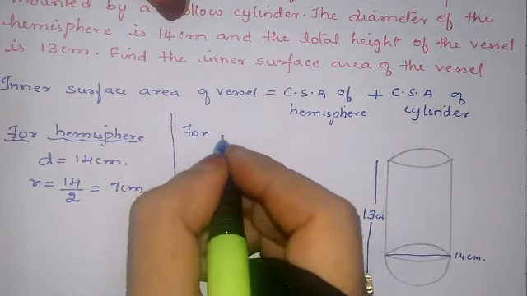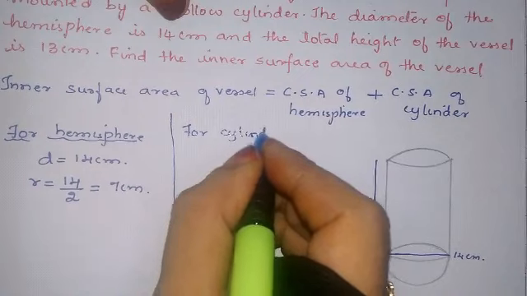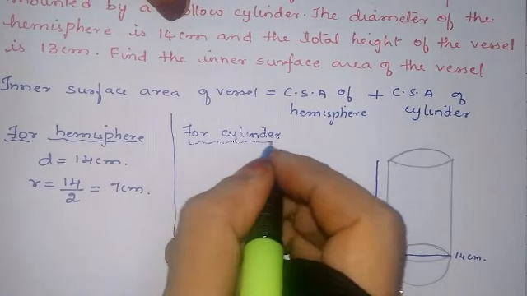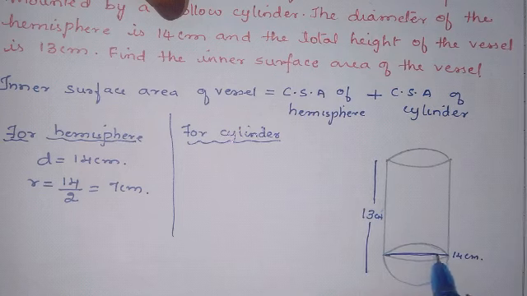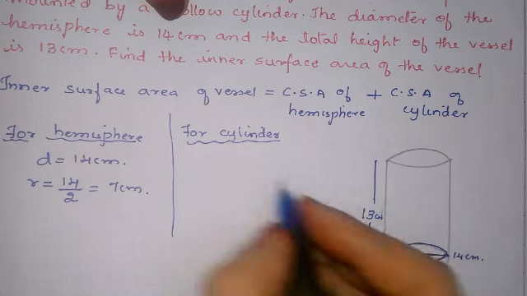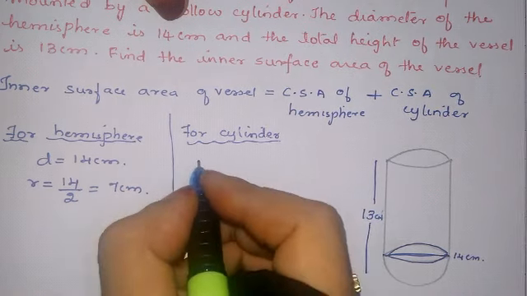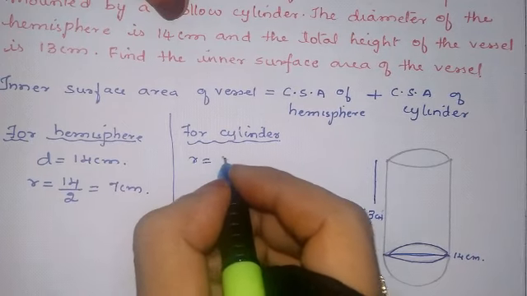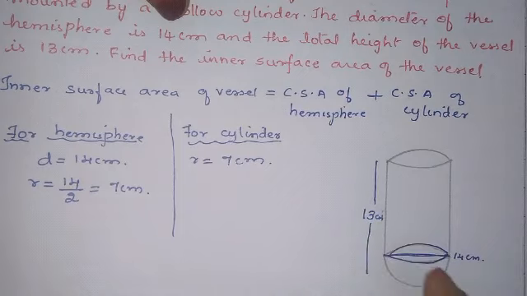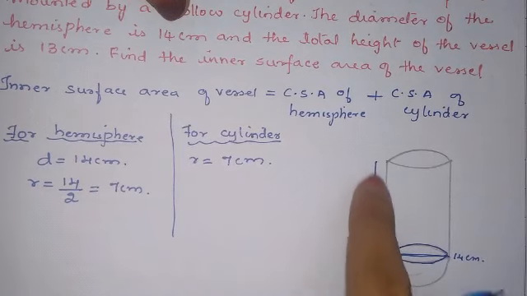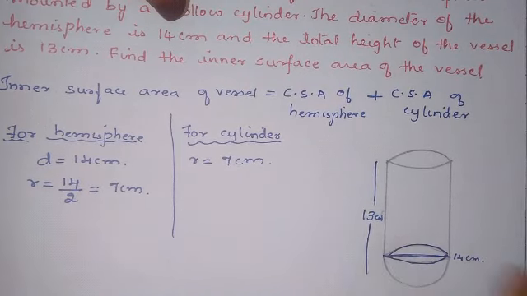Okay. Now for cylinder, what all the things are given, let us see. Radius, it is exactly same. See, hemisphere is attached to cylinder. So radius of cylinder also is same, 7 centimeter. But we don't have height of the cylinder. We have full height, that is 13 centimeter. We need the height of the cylinder.